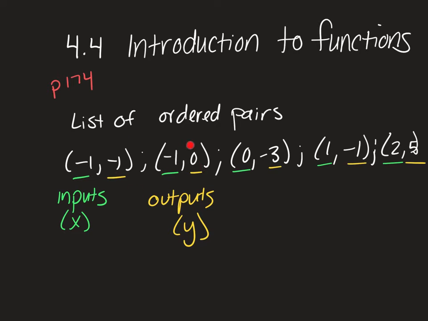So look here, for example. These first two both start with -1, but we get two different outputs. That's not possible with a function. If you have the same x value anytime, you can instantly say that this is not a function. There can only ever be one y for each x.